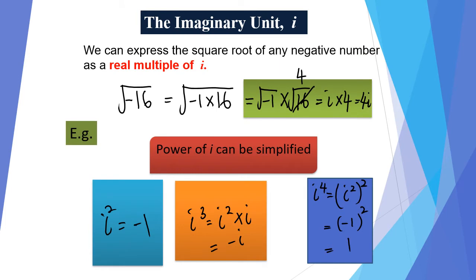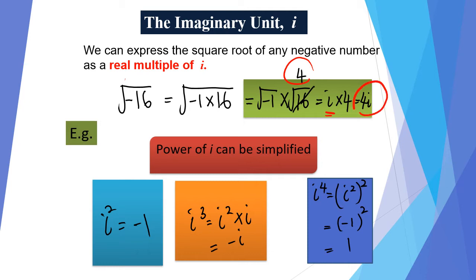Okay, the imaginary unit i. We can express the square root of any negative number as a real multiple of i. For example, square root of -16 is actually equal to square root of -1 multiplied by 16. By using the root of indices, we can separate this into square root of -1 multiplied with square root of 16, which is equal to 4. Square root of -1 is equal to i, so i multiplied by 4, we get 4i.